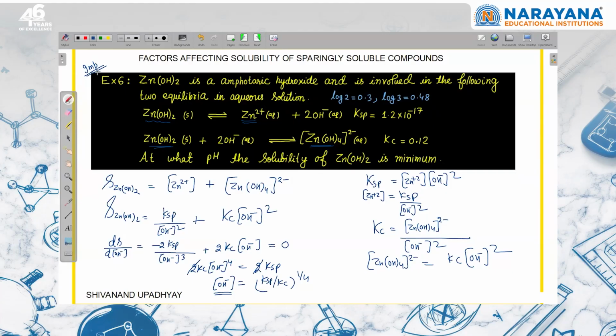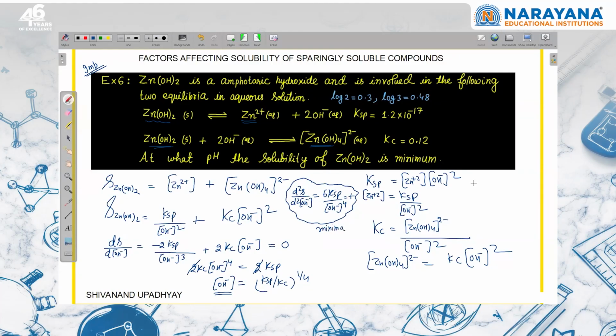To know whether it is minima or maxima, you have to double differentiate this function: del square S upon del square OH⁻ ion concentration. By doing that, you will get this value. This is minus times minus, so it becomes plus 6 times Ksp upon the OH⁻ ion concentration to the power 4. This is positive, this is positive, so this whole thing is going to be positive. Double differentiating gives positive, which indicates that there will be minima.